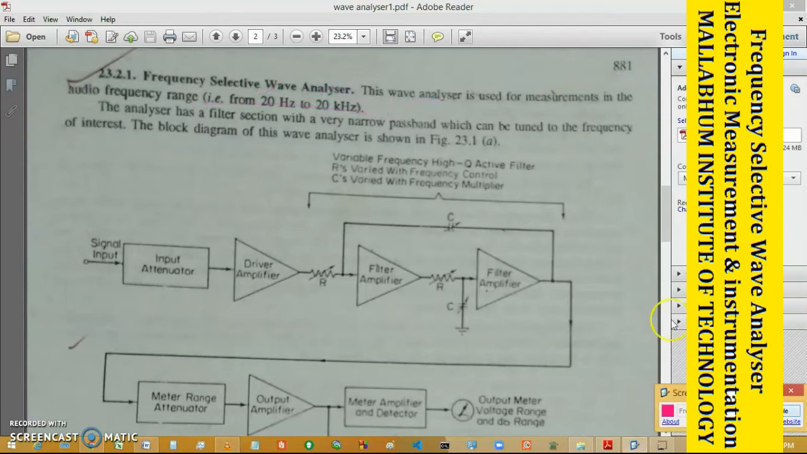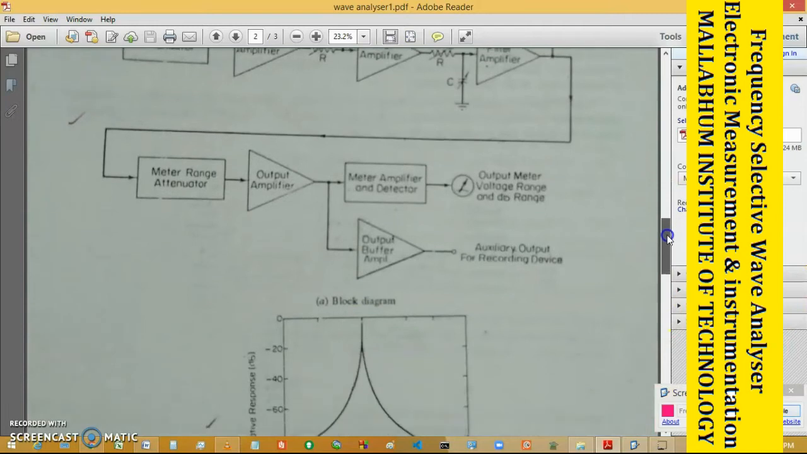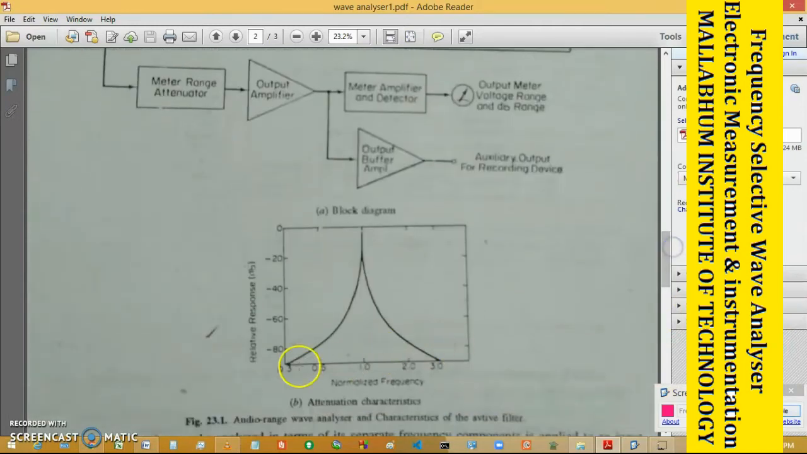Now before going into this block diagram, I'm showing the output. You can see this is the particular frequency where the amplitude is going to be measured. So that is the function of this frequency selective wave analyzer. That means the peak amplitude, the actual amplitude, is going to appear only here. That means you select the frequency with the help of a filter circuit, and measure the amplitude of that particular frequency with the help of a voltmeter and display it.